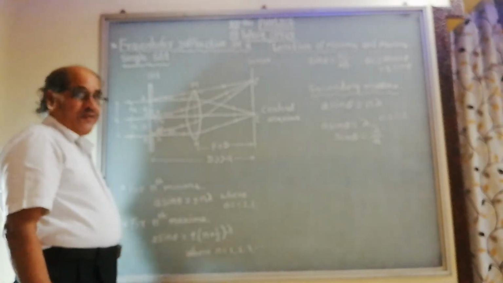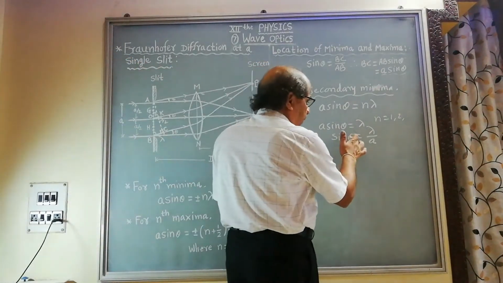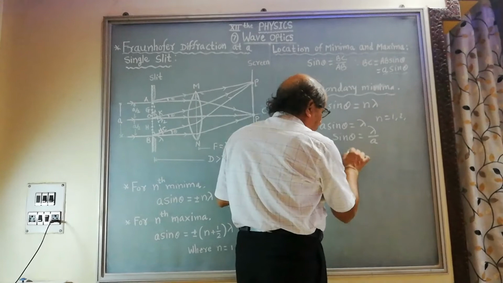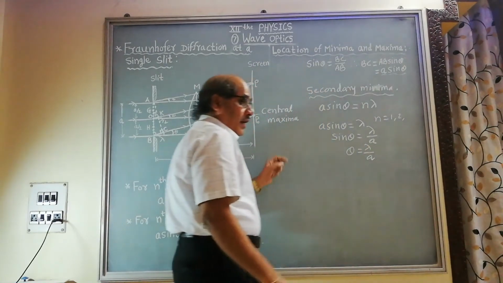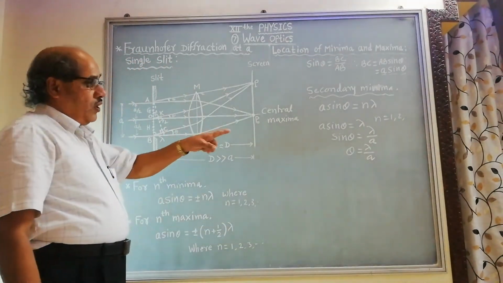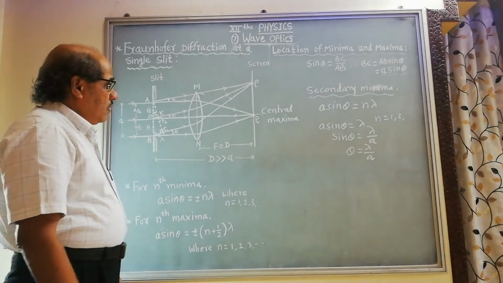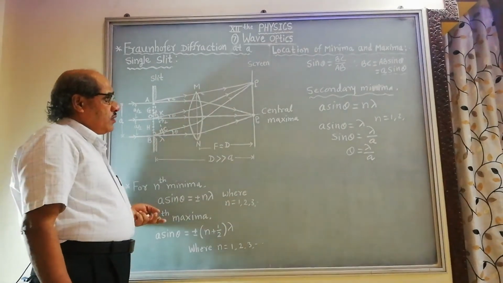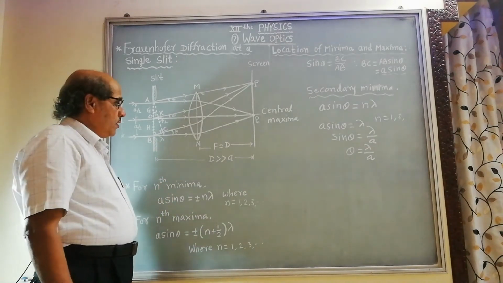We know this theta is a very small angle and it is expressed in radian. So we can write sin theta is nearly equal to theta. So theta is lambda by A. So this is for first secondary minima. Then we can find out the second secondary minima also.